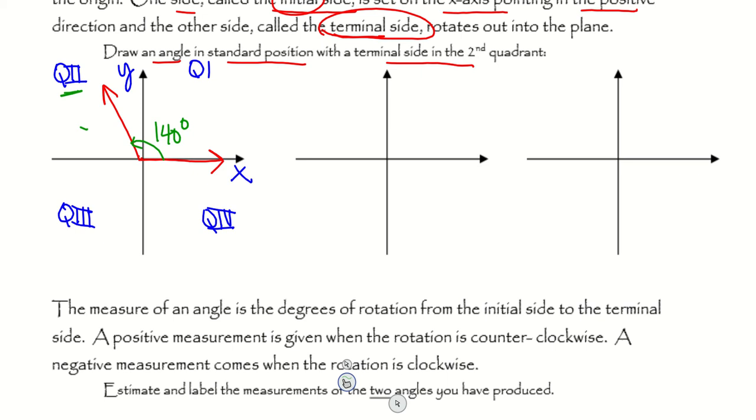Now, when we rotate counterclockwise, we give a positive measurement. If we rotate clockwise, we actually give a negative measurement. So if I start at my initial side and rotate clockwise, my measurement for that angle is going to be negative. I need these two angles to total 360, so that's going to be negative 220 degrees.